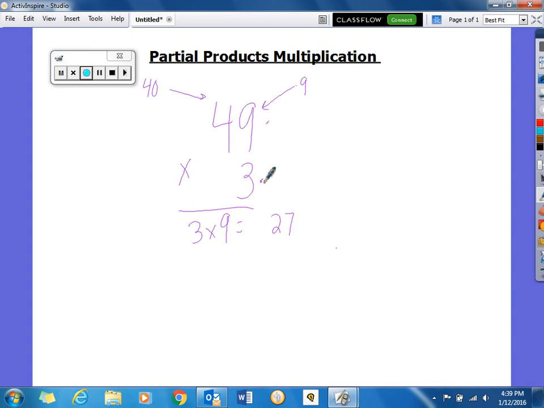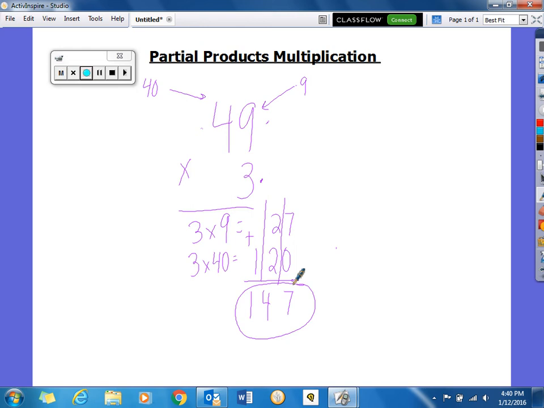Now our next one we have 3 times 40. Which is 120. We're going to add these together, making sure that our place values are lined up. 7 plus 0 is 7, 2 plus 2 is 4, and 0 plus 1 is 1. So our answer is 147. And that is how you do the partial products multiplication strategy.